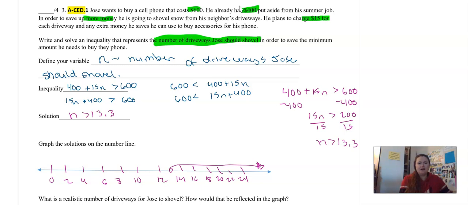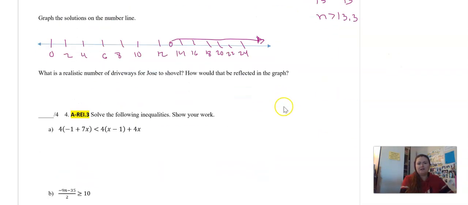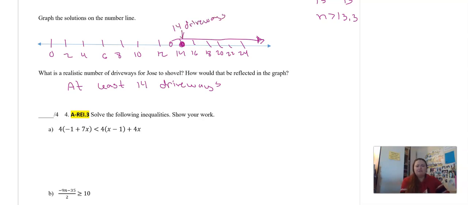As long as you've got 13.3 on there and a number line, I'm happy. But what's a realistic number? Like 13.3, you can't do that. So could he do 13? No, because then he wouldn't have enough. So it's got to be at least 14. And so that would be right here on the graph. So how would that be reflected on the graph? It's any whole number to the right of 13.3.